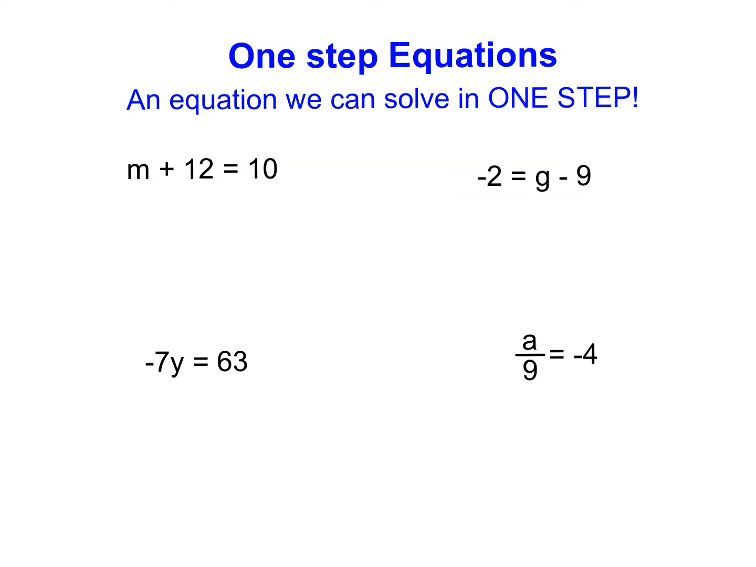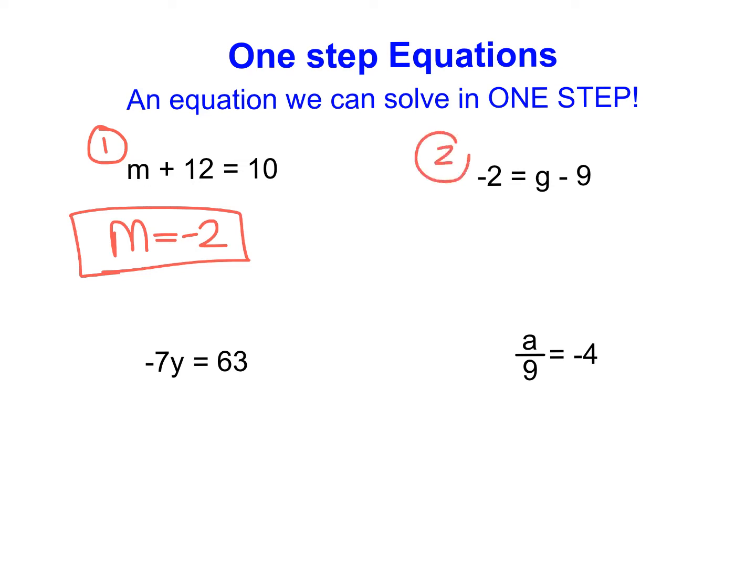So a one-step equation is an equation that we can solve in one single step, and most of the time these are equations that students can sometimes solve in their head. So for example, if we look at this first example, we have m plus 12 equals 10. So we have to think, okay, 12 plus what number would give us 10? Well, m would have to equal -2. Then if we look at the second one over here, we're thinking, okay, g minus 9 gives us -2. Well, what minus 9 would give us -2? That would be g equals 7, because 7 minus 9 is -2.